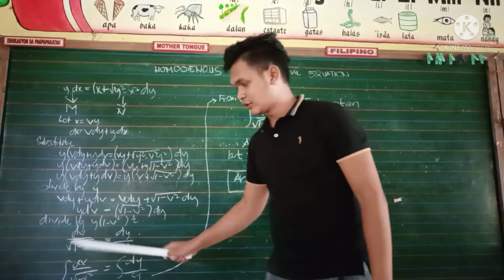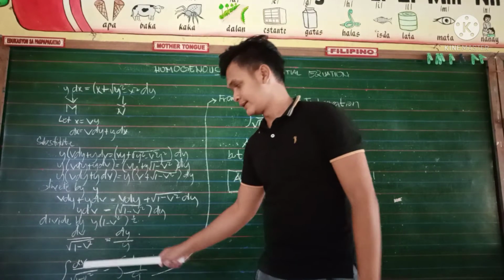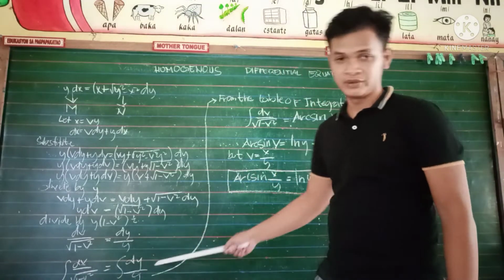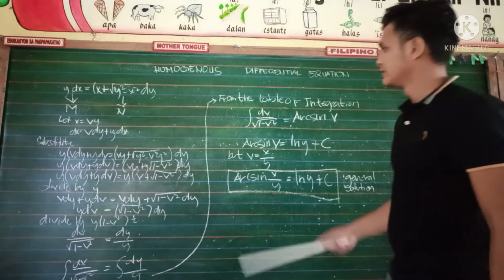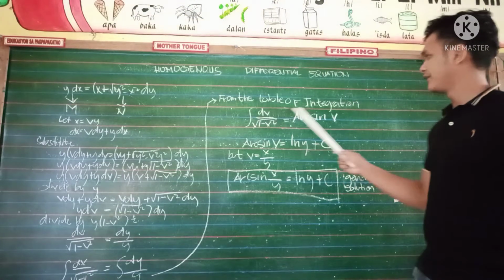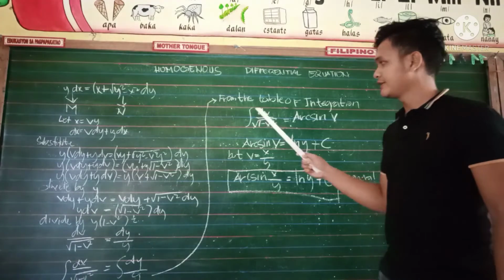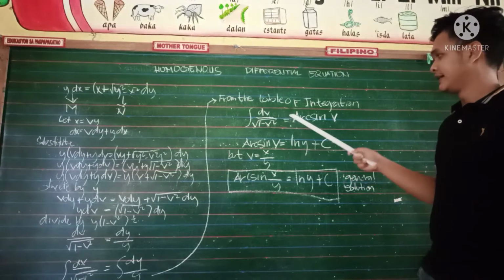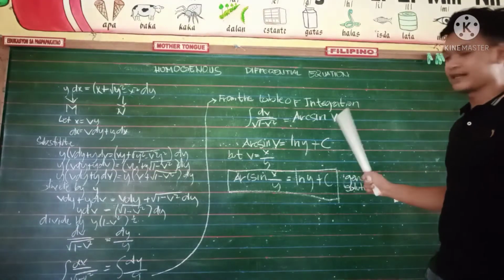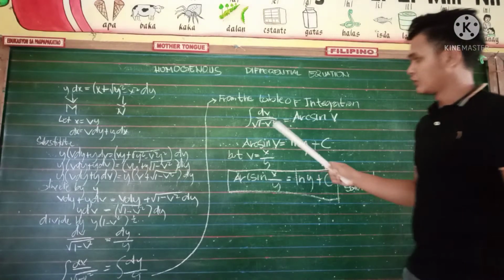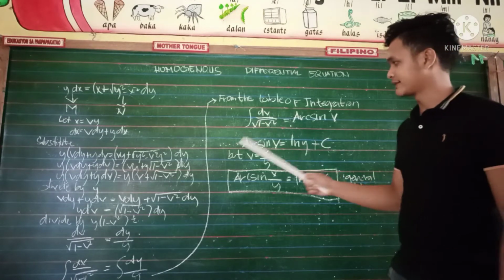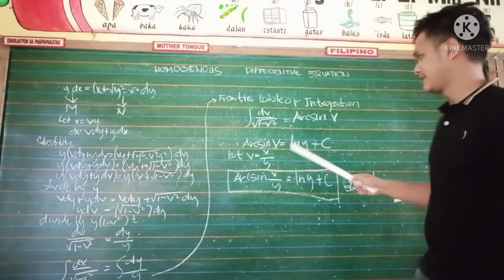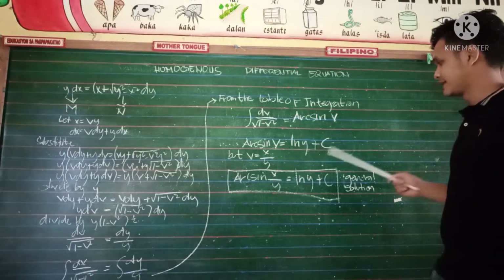So you need to integrate these two because we grouped them already. The integration of dv over square root of 1 minus v squared is equal to the integration of dy over y. From the table of integration, the integration of dv over square root of 1 minus v squared is equal to arc sine of v. So we put this arc sine of v here, and the integration of dy over y is ln of y plus the constant c.